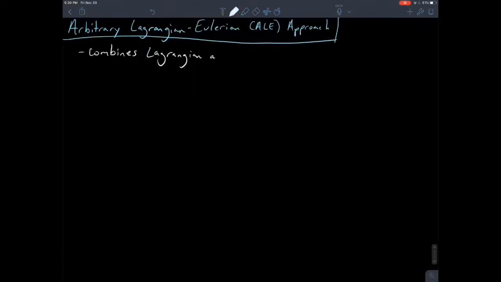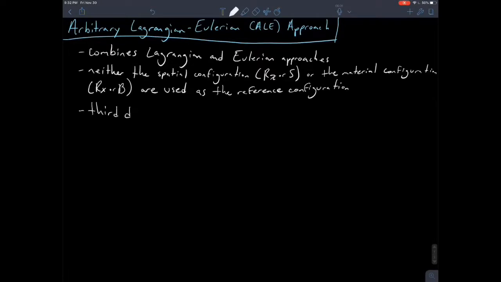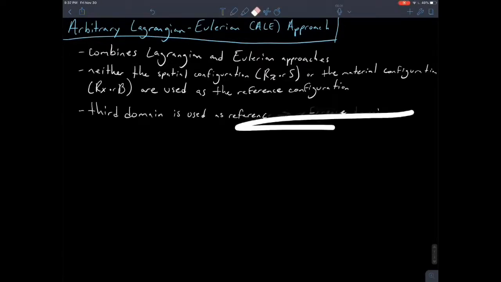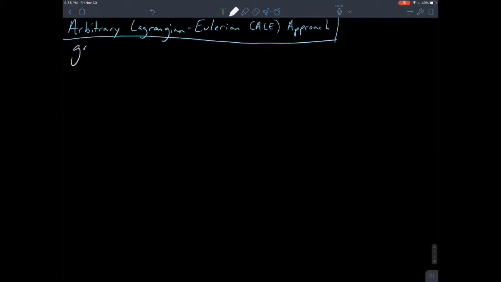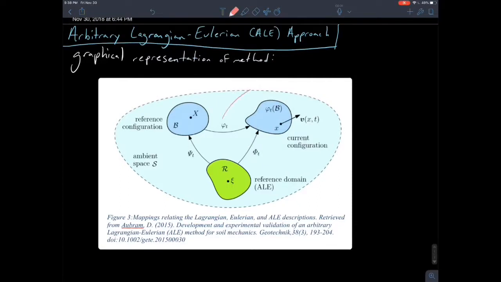This is why the ALE method was made. It combines both of the approaches in order to maximize the advantages and minimize limitations. So the spatial configuration or the material configurations aren't used. A third domain is used as reference instead of using either of those two. This is a picture which depicts the different functions and how the reference domain is used in the ALE approach.